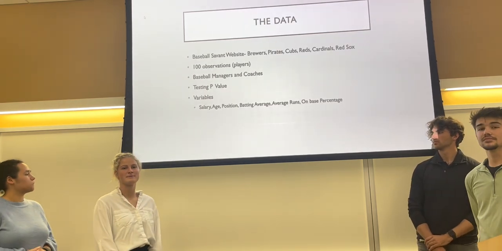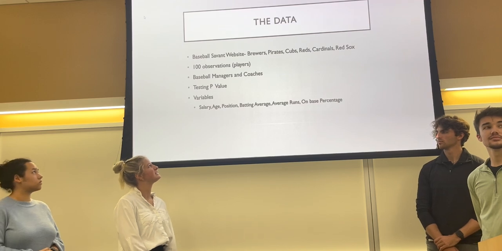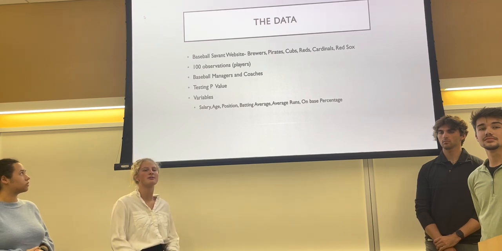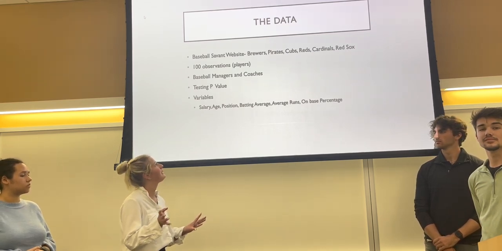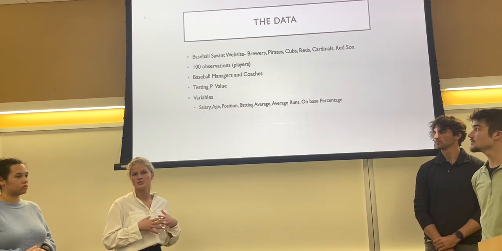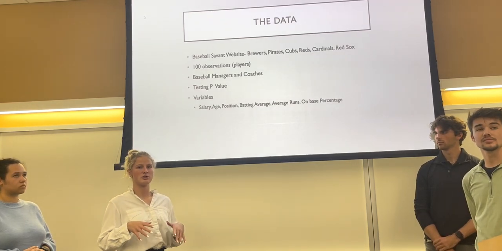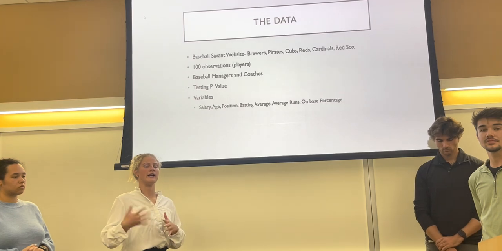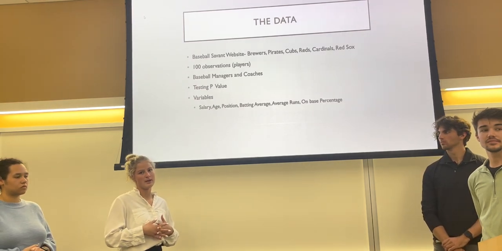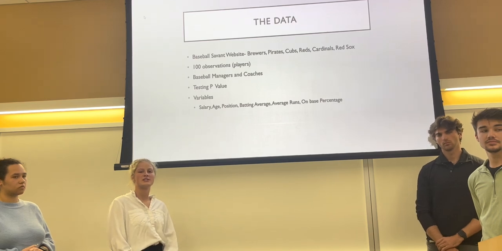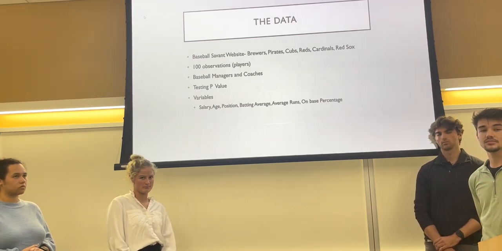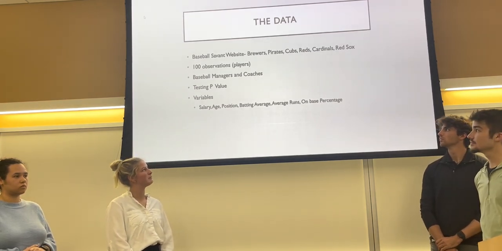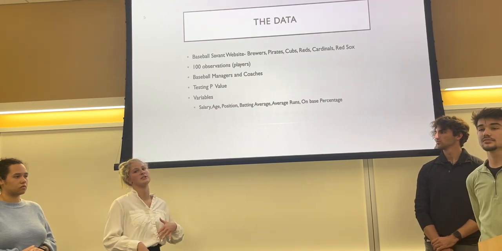The data we used was from the Baseball Savant website, using the major league teams Brewers, Pirates, Cubs, Reds, Cardinals, and Red Sox. We grabbed about 16 players from each of those teams that made up our 100 observations. We want to express our information to baseball managers and coaches because this information is the most relevant when looking at how to make your team better and how to create success for your team in the future. We tested our hypotheses for statistical significance and made conclusions based on our p-values. The variables we used were salary, age, position, batting average, average runs, and on-base percentage.